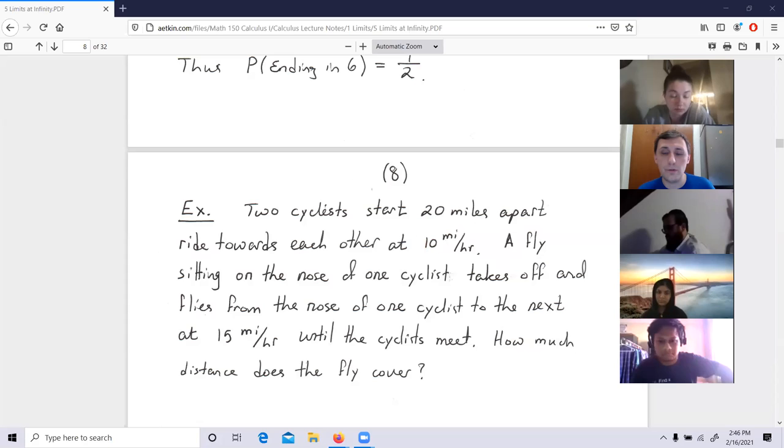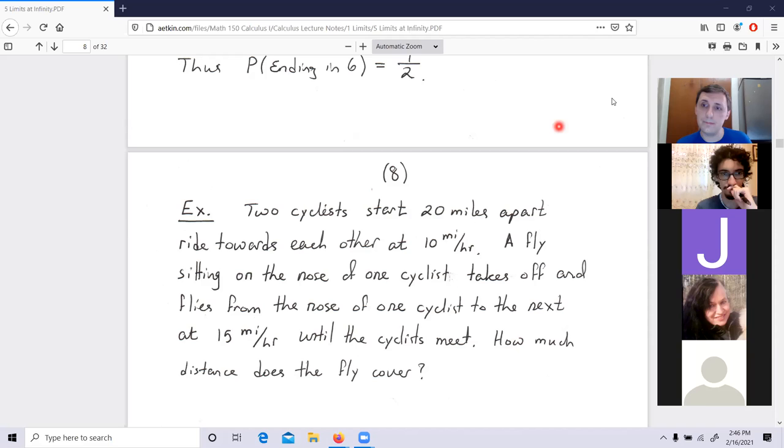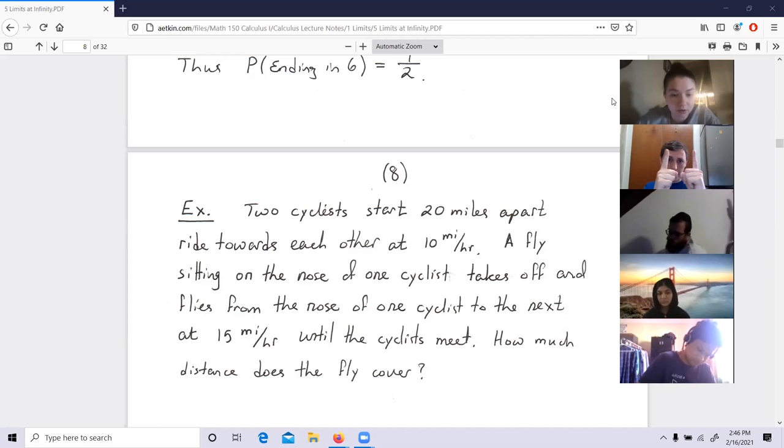Do you follow the question? Clear? Back and forth. The cyclists are meeting. How much distance will the fly have covered until the noses touch? Think about it a few moments and see if you have an idea, then we'll solve it together.